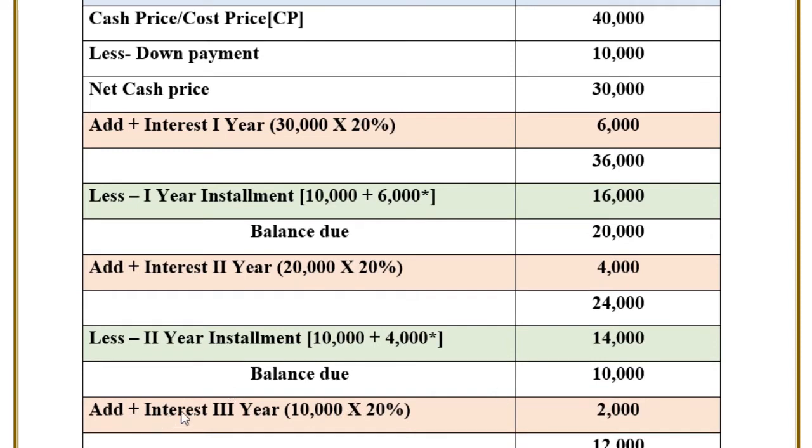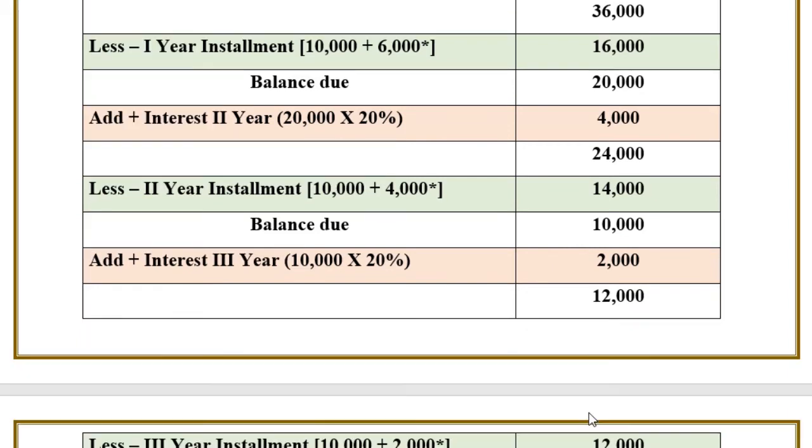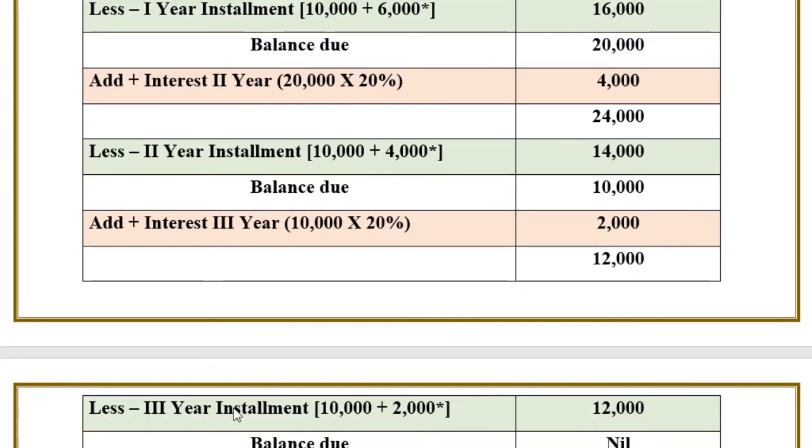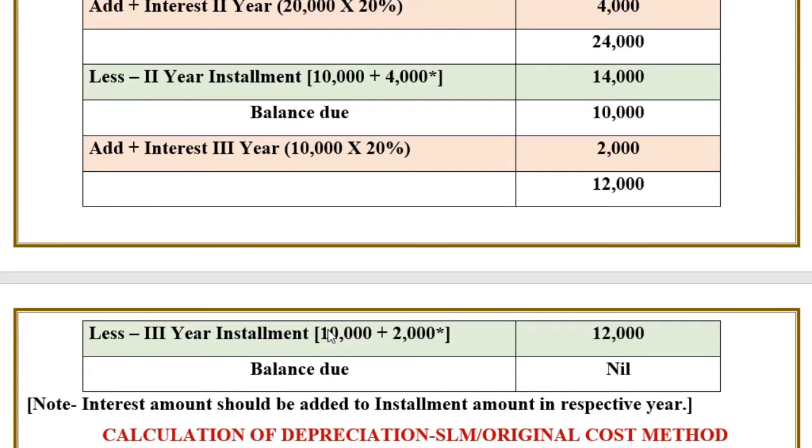Now you add the last year interest for the third year, that is 10,000 at 20%, you get 2,000 rupees. Therefore Praveen has to pay 12,000 rupees. The third year installment is 10,000 rupees, the installment money, plus 2,000 rupees interest. We add this interest, 10,000 plus 2,000, and get 12,000 rupees. Then you deduct the installment paid, 12,000 minus 12,000, the balance due is 0, nil. This is how you have to calculate interest under the exclusive of interest method.